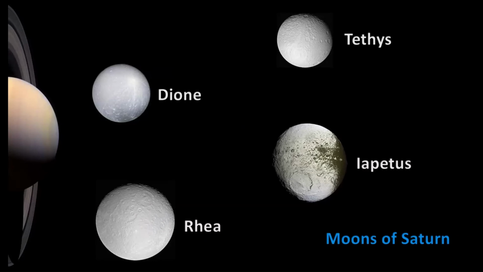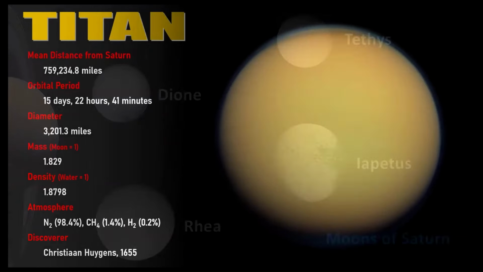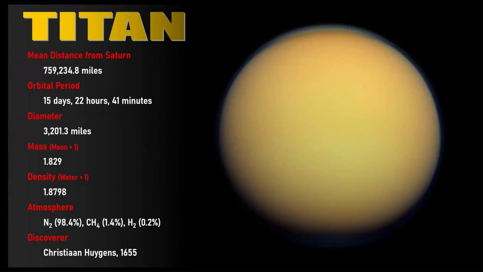So now we have Dione, Tethys, Rhea, and Iapetus. One side is very bright on Iapetus. The other side is very dark. This is because the dark side plows up material from a dark ring that Cassini discovered around Saturn, much further out than the traditional ring. But the moon around Saturn is Titan.